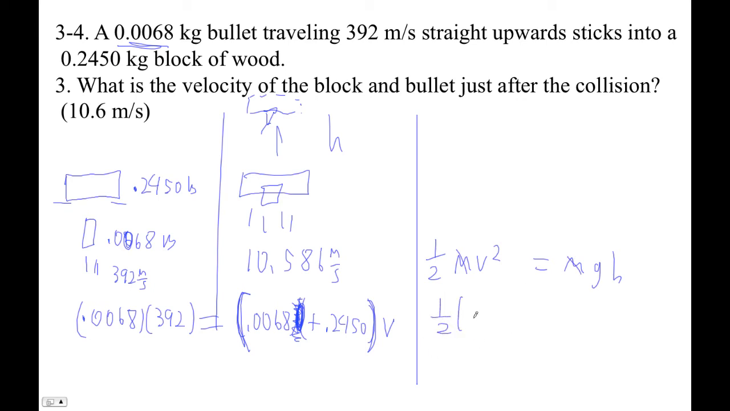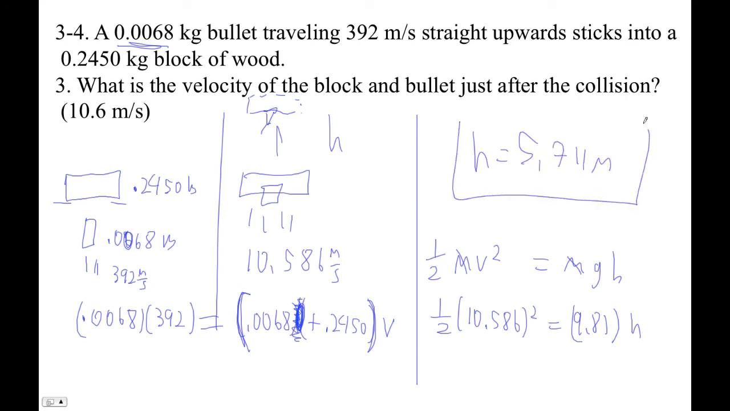So 1/2 times 10.586 squared equals 9.81 times h. Notice that the mass cancels out, so we don't need to put the mass in there. So we square that guy, divided by 2, divided by 9.81, 5.71. So the height, this height here, is 5.711 meters. Okay, so that's the answer to the second question. Question number 4.